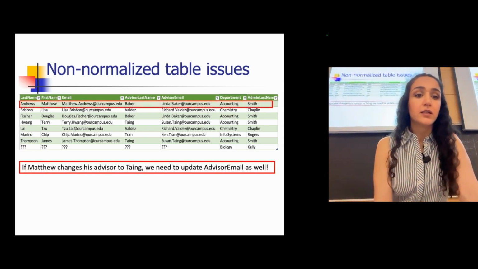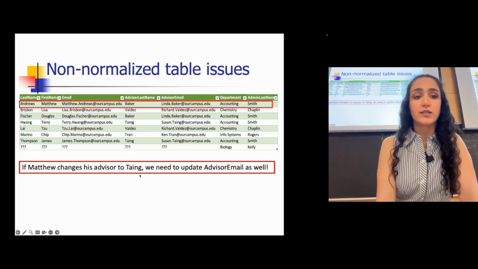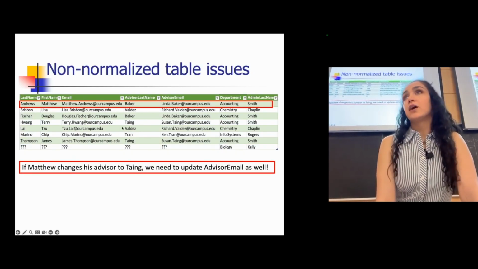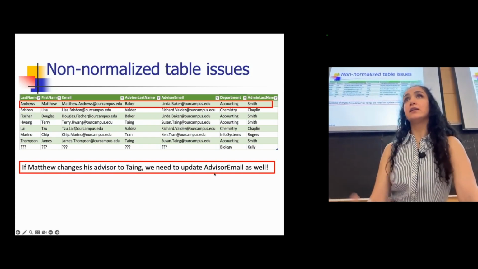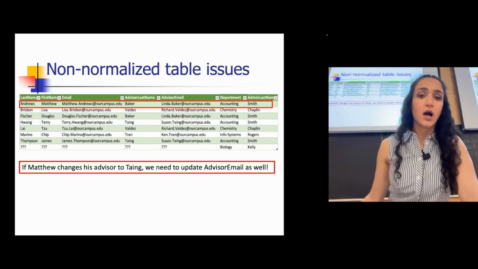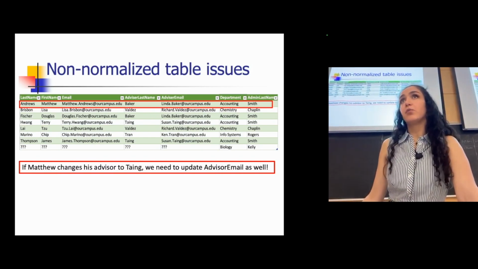So here you see, for example, Matthew changes advisor to, let's say, another advisor, Tang. Then we need to update advisor email as well. And in this case, you don't need to update the department, right? Because they are both from accounting.